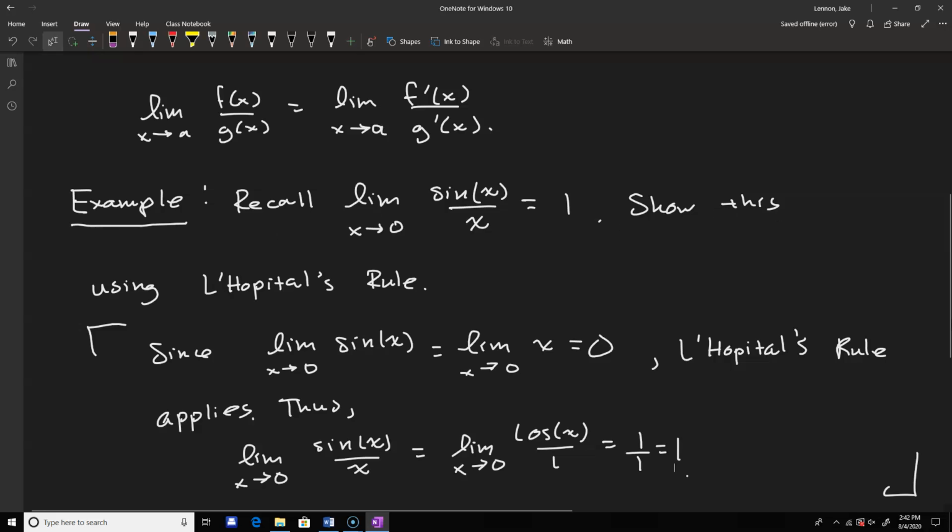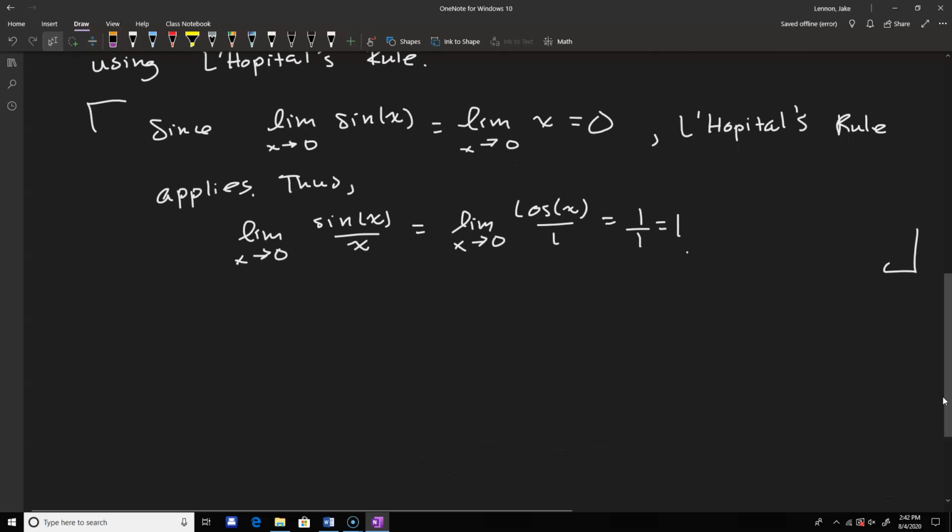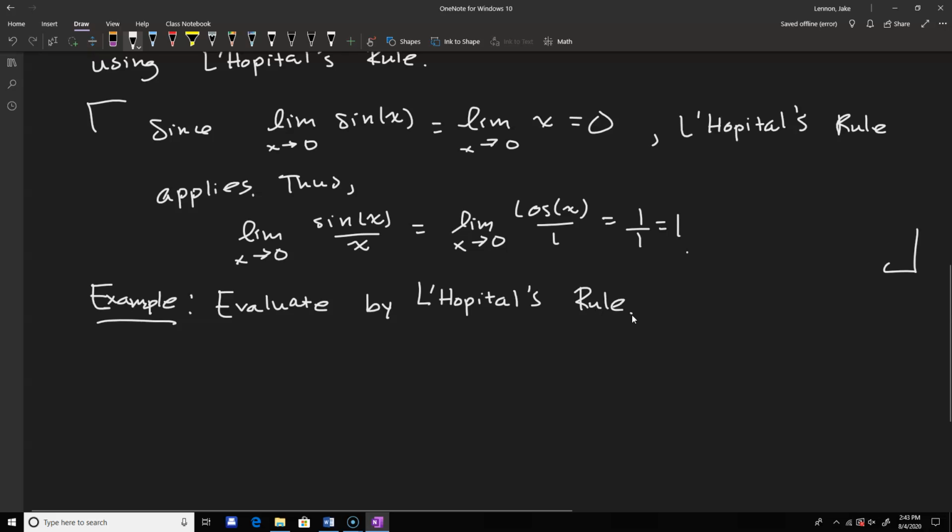So let's look at some examples with polynomials. Again, a lot of times this is helpful with polynomials because derivatives simplify them. They get a smaller degree as we continue to take their derivatives. So let's go ahead and look at a couple of those examples. Evaluate by L'Hopital's rule. Again, I'll speak through why the hypotheses are satisfied, but I may not write them down.